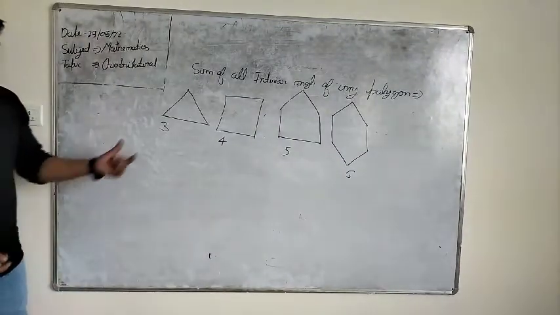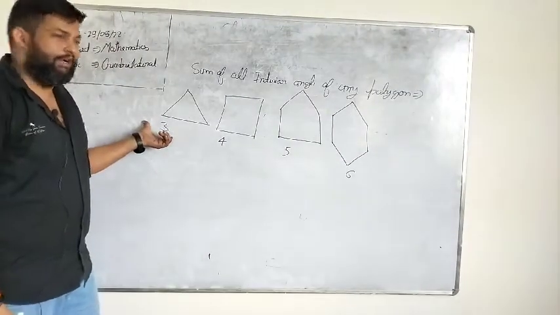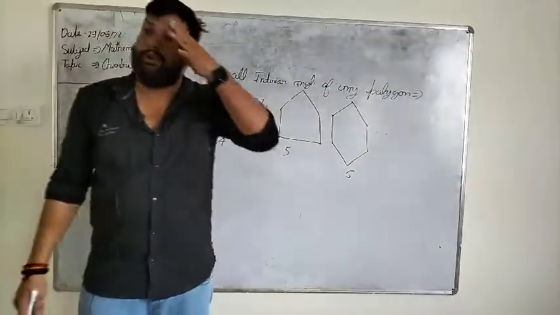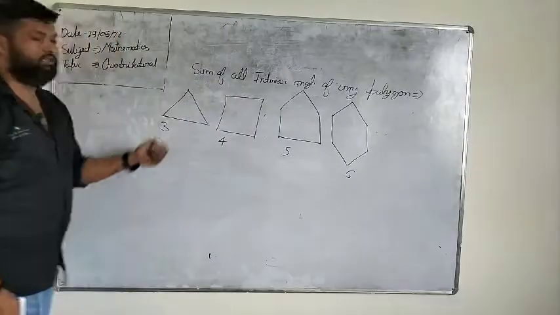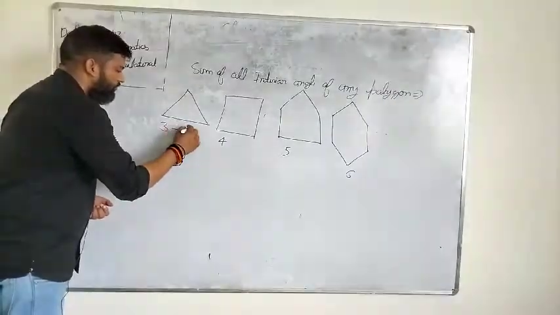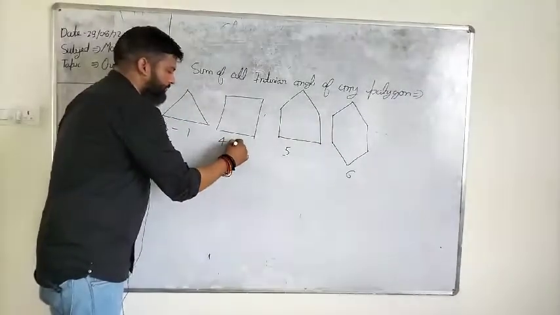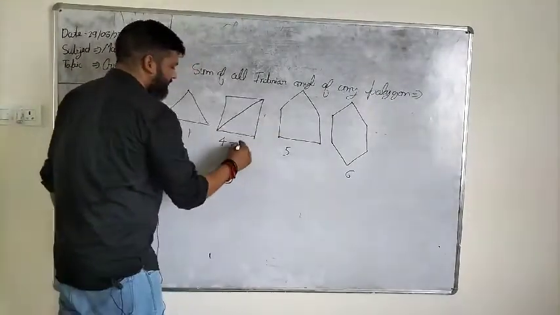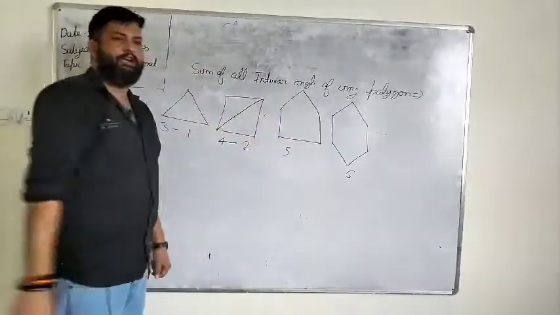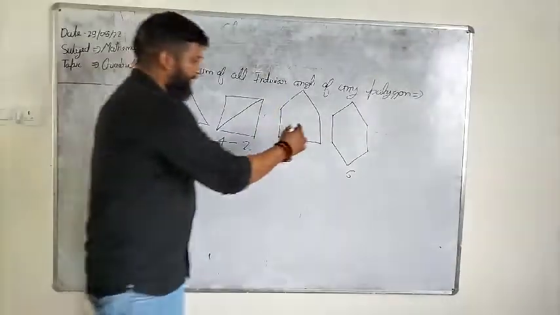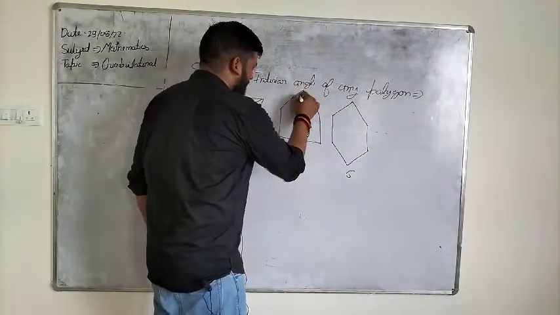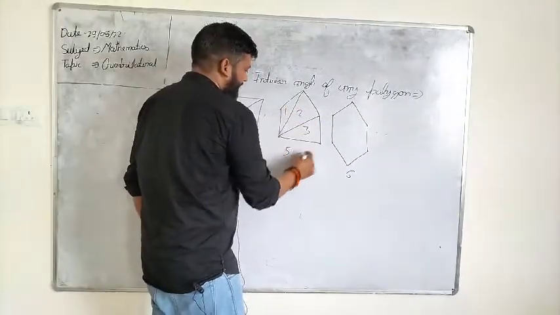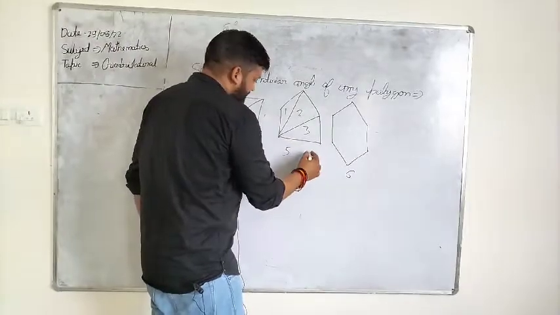Yes, sir. When the number of sides is 3, how many triangles do we find? 1. When the number of sides is 4, how many triangles are there? 2. When the number of sides is 5, how many? 3. Okay, so 1, 2, 3. So the number of triangles is 3.